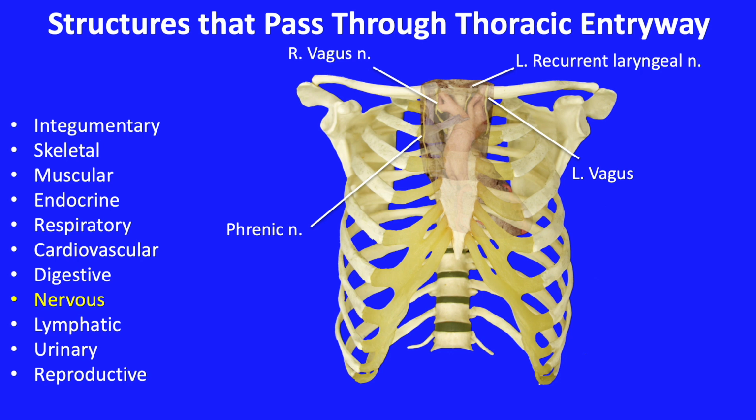Finally, there is the sympathetic trunk. As you may recall from a previous lecture, all preganglionic sympathetic nerves originate from thoracic nerves, and some must exit the entryway to travel to the neck and beyond to provide sympathetic innervation to the head.